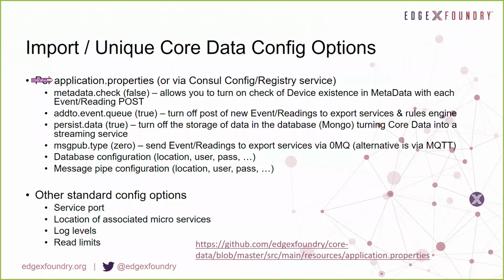There are also some standard configuration options out there too. What port core data comes up on. As with every EdgeX service, you have to define what port it's going to exist on. The location of other microservices, what log levels there are, what read limits are in place for any particular microservice. Those are standard configuration options you'll see in every EdgeX microservice, and obviously they also apply to core data. More information, again, is available if you take a look in GitHub at the application properties, or if you look at the documentation out there for core data, you'll see these properties are represented.